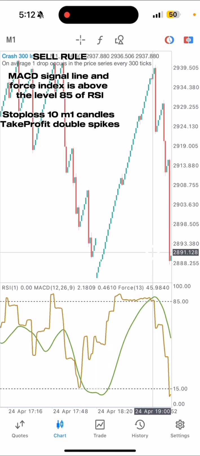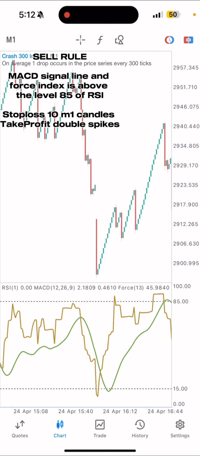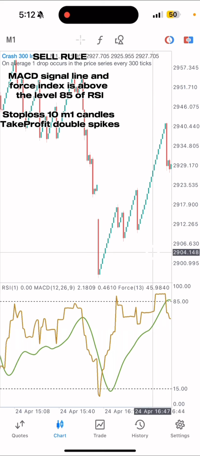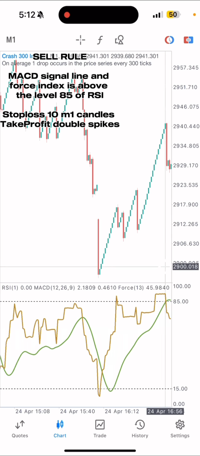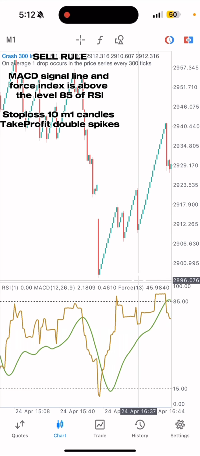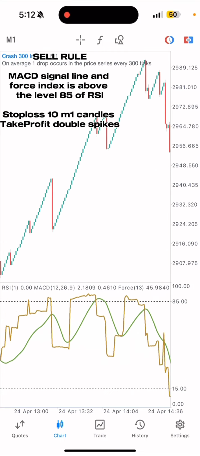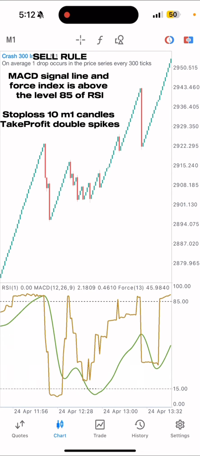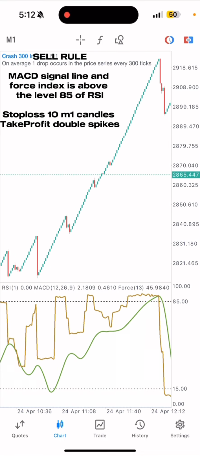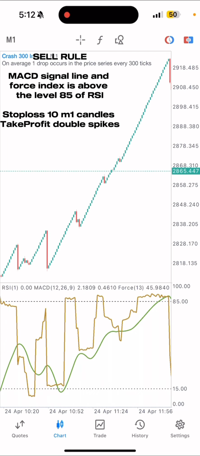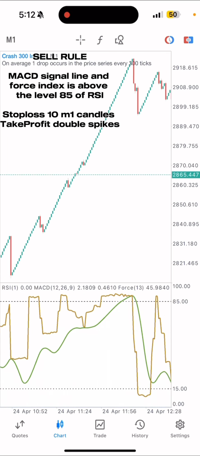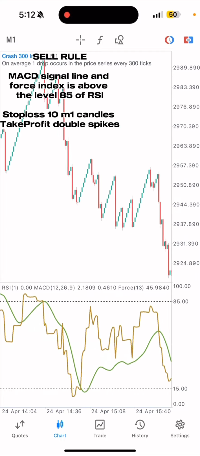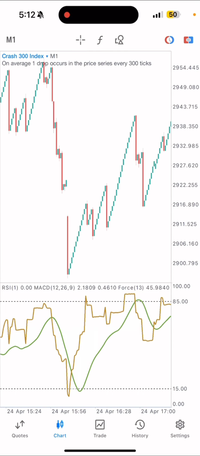All right, like that. This is another example, and then the spikes came. All right. This is also another good example. Okay. And that is it for crash.